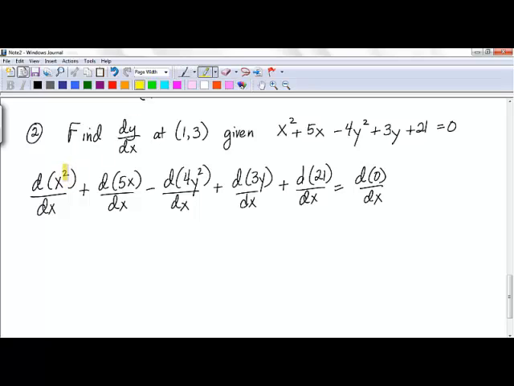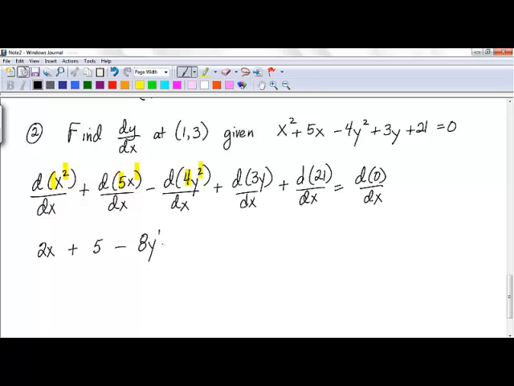Now take the derivative of each term. For the next term, you take the exponent times the number in front, so it's just going to be 2x. You depress that exponent by 1. Plus, take this exponent times the number in front and depress that exponent by 1. It should just be 5, or 5x to the 0, and x to the 0 is just 1. Okay, now we've got a y term, and it's going to be minus. Take this exponent times the number in front, which would be 8. Depress that exponent by 1, so it's 8y to the first.